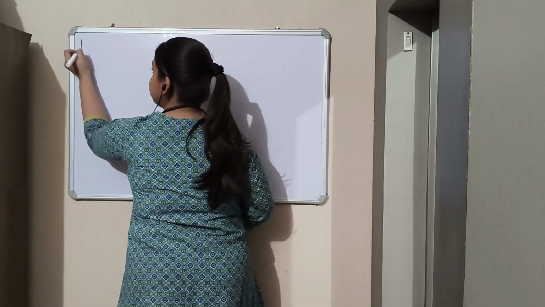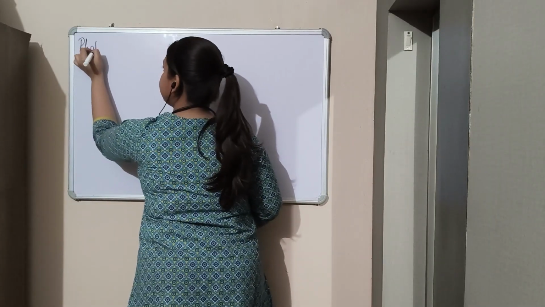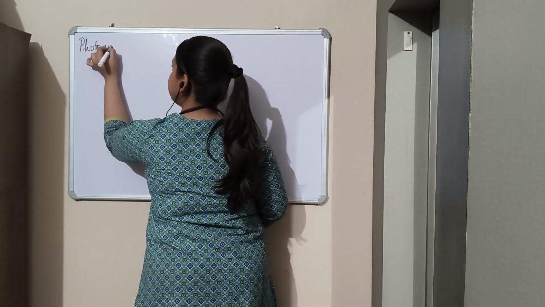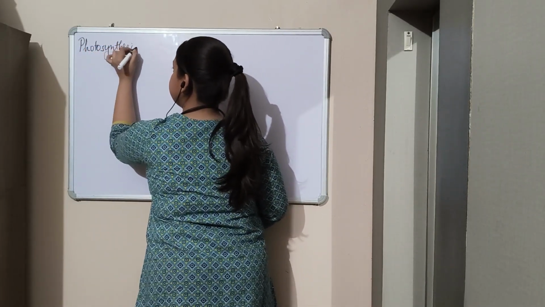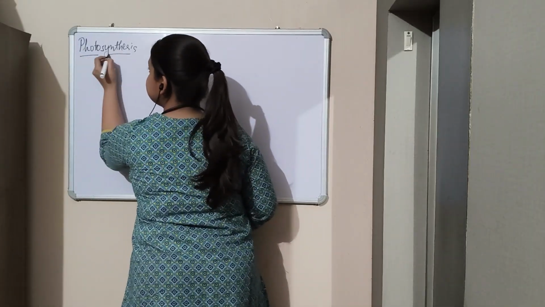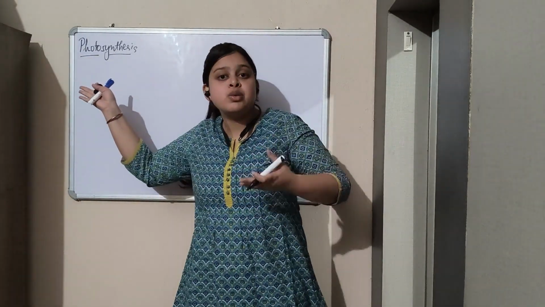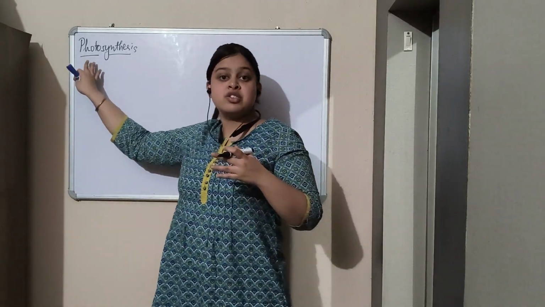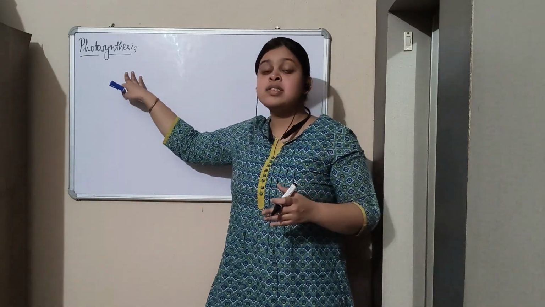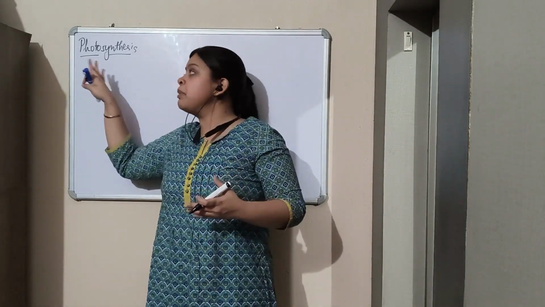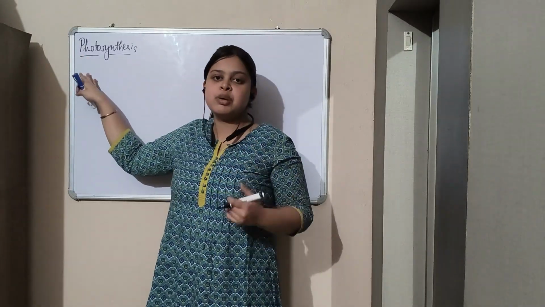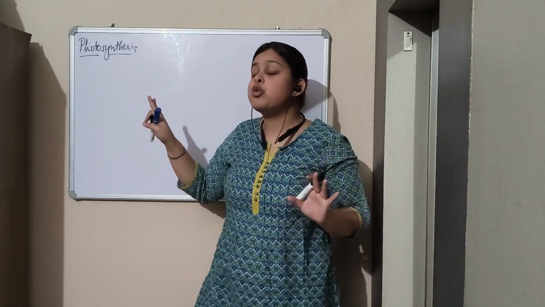So before we dive into the entire process of the C3 cycle, what exactly is photosynthesis? From where I gave the introduction. Photosynthesis, if you break this word, photo plus synthesis means something is getting synthesized, something is getting produced, or to make something in the presence of light. So what is photosynthesis? It is the formation of food in the presence of light by the green tissues of the plant. This is the definition of photosynthesis.